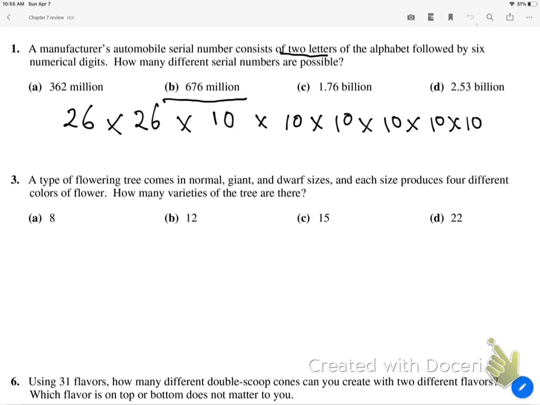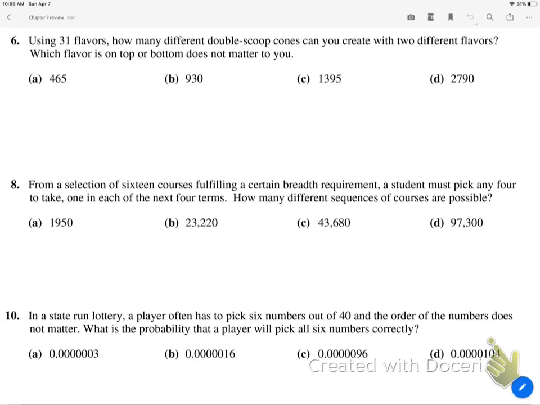Right, a type of flowering tree comes in normal, giant and dwarf sizes. Each size has 4 different colours. So there are 3 varieties of trees and 4 different colours. How many varieties are there? There's 12, and that's it. That's fairly basic for that one. Okay, let's move on.